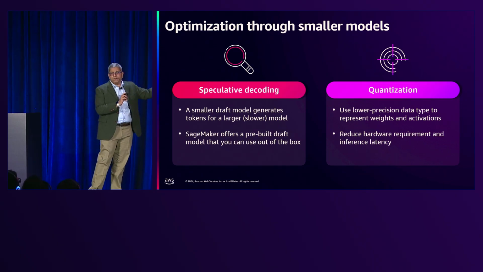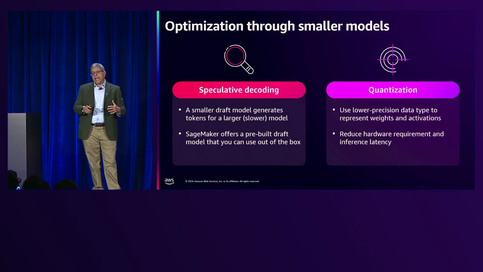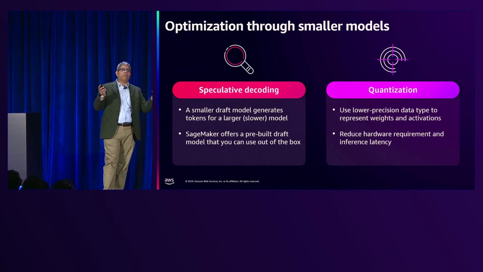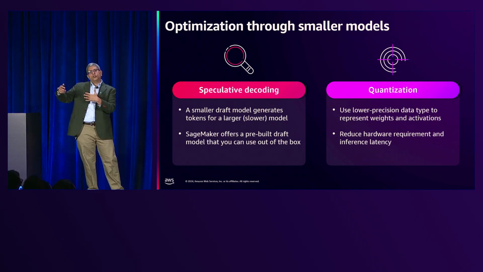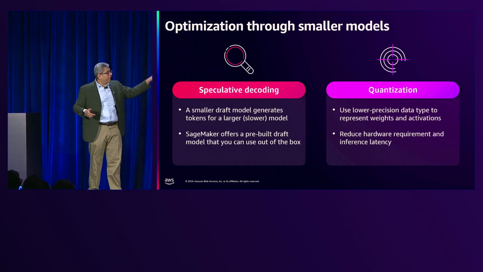One is called speculative decoding, where we take a much smaller model. Let's say we want to run inference against a Llama 3 70B model, but we will take a much smaller, what we call a draft model, such as a Llama 3 8B, and ask it to generate the tokens. And we are saying that we expect these tokens to match what the larger model would have generated. So we'll see that in action.